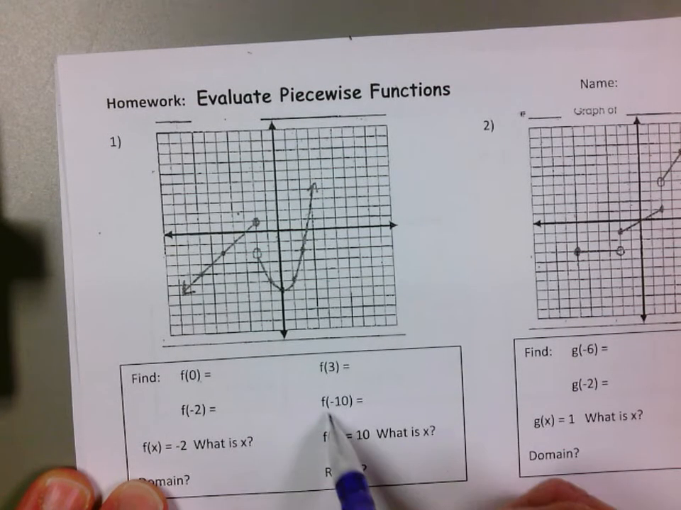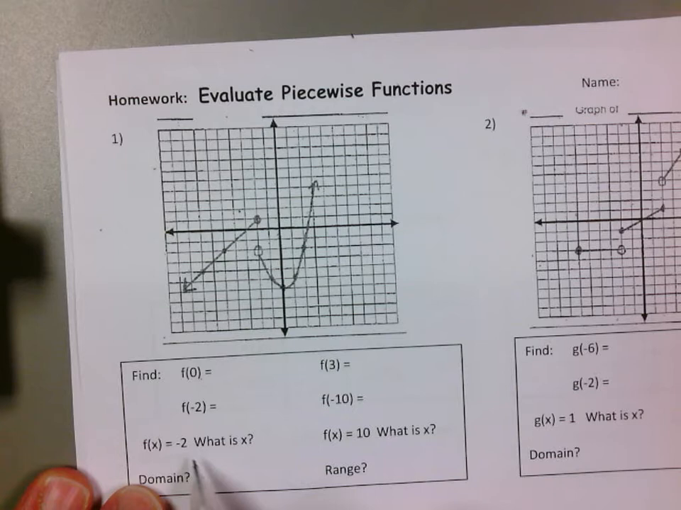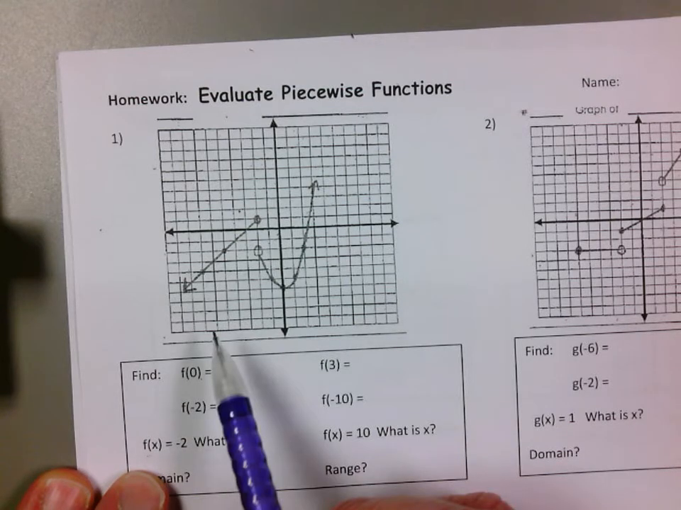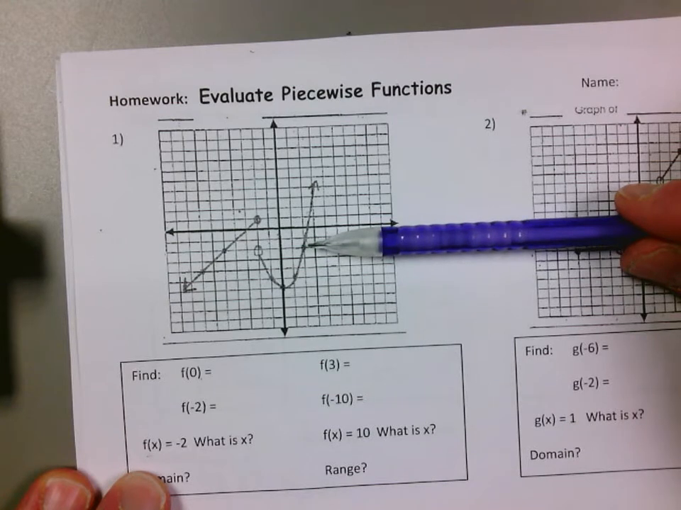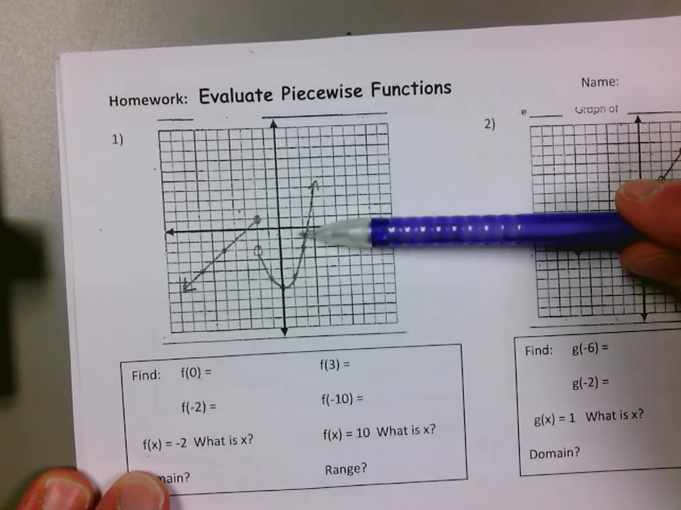And then the second part of this question says f of x equals negative 2. In other words, y equals negative 2. What is x? So for that one, you can go right here and look, where is y equals negative 2, and list the x's. There's an x there, and there's an x there. So there's more than one answer.